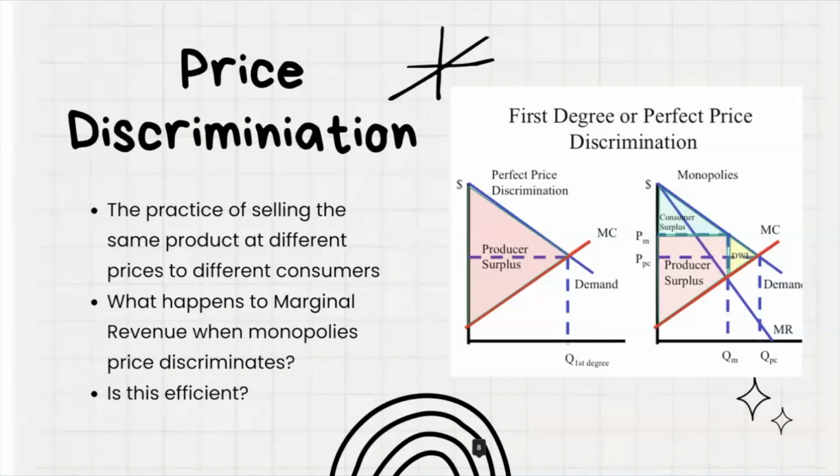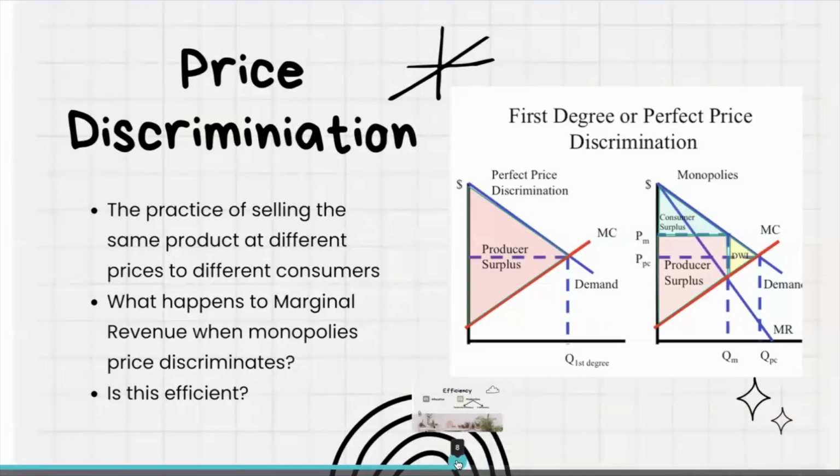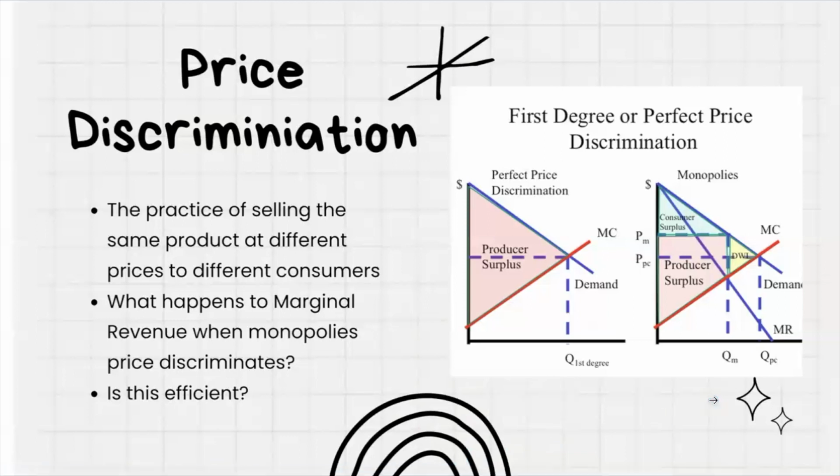And you can see that on the right-hand graph, there is deadweight loss, but on the left-hand graph, there's no longer a deadweight loss. Now, however, all of the surplus goes to the producer and no surplus goes to the consumer. It is still efficient though because there's no more deadweight loss if firms price discriminate.